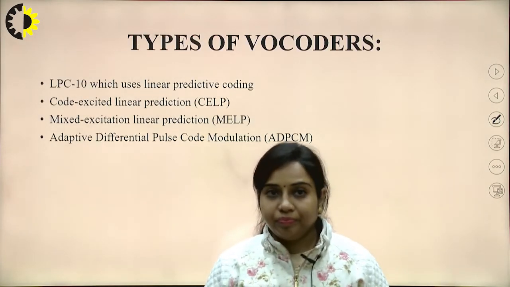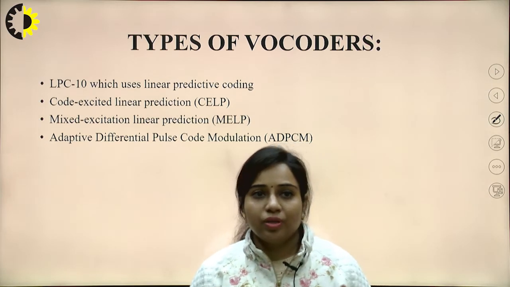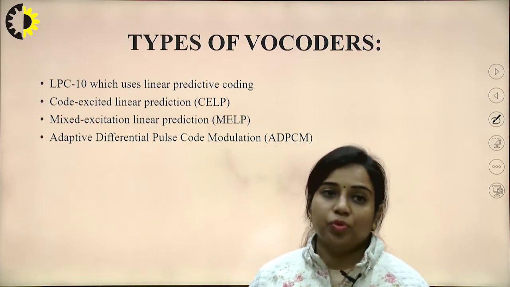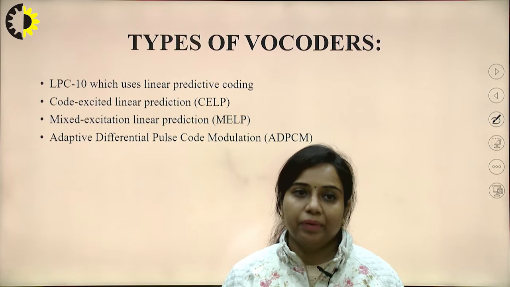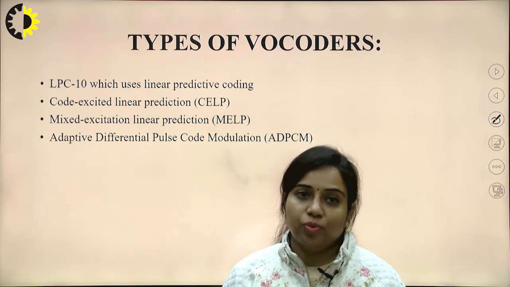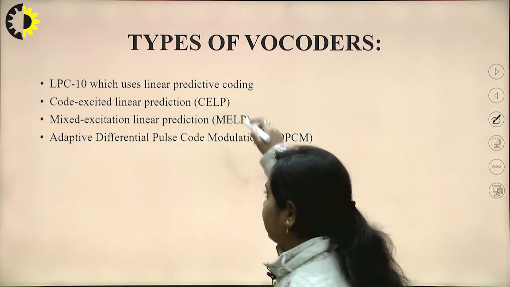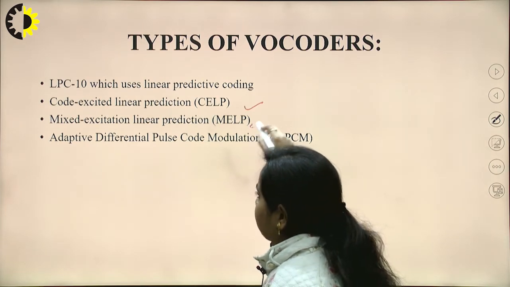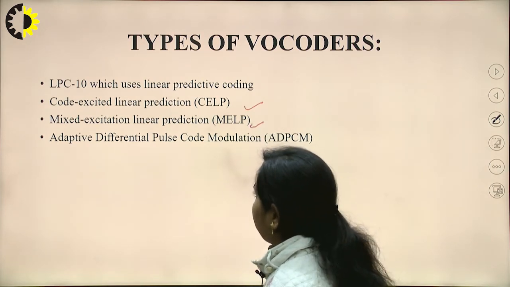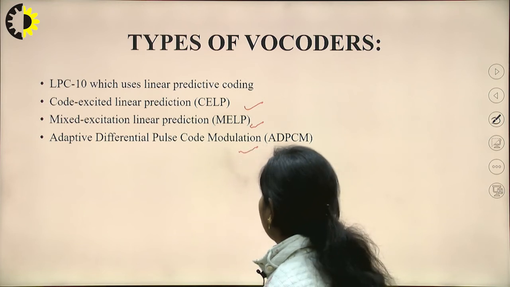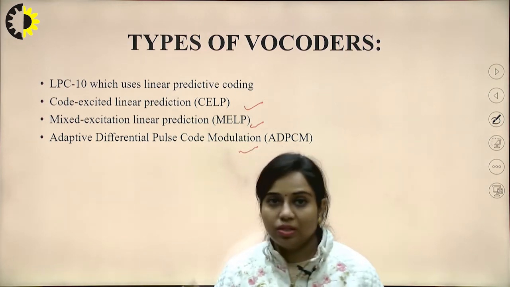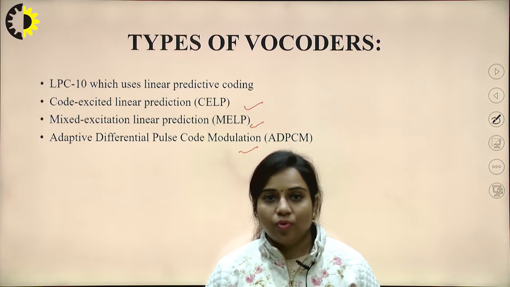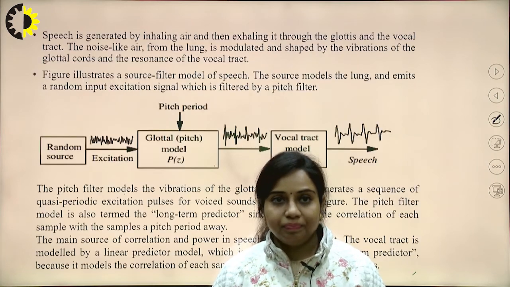Different types of vocoders are, first, the LPC vocoder, that is linear predictive coding. Second is code excited linear prediction, that is CELP. Then mixed excitation linear predictive, that is MELP, and adaptive differential pulse code modulation, that is ADPCM. So these are the 4 different types of vocoders that we are going to see now.